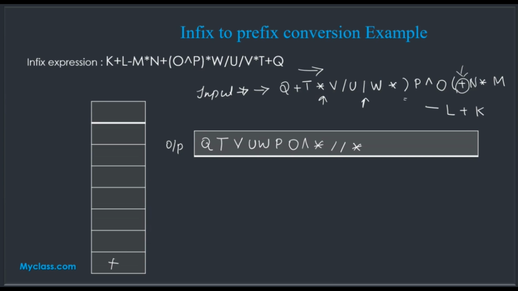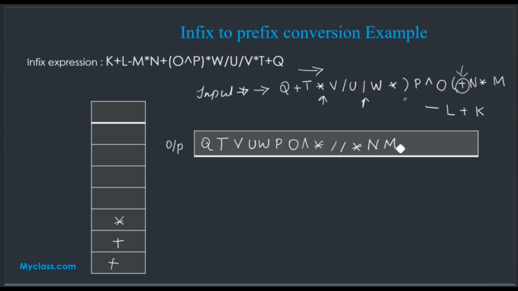Now we are checking this plus with this plus. So both have the same precedence. So we want to push this plus into our stack. Okay, now there is an operand that came, N. Then there is an operator that came, star. So star has higher precedence. So we want to push it.